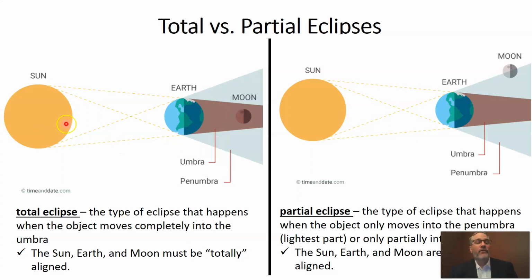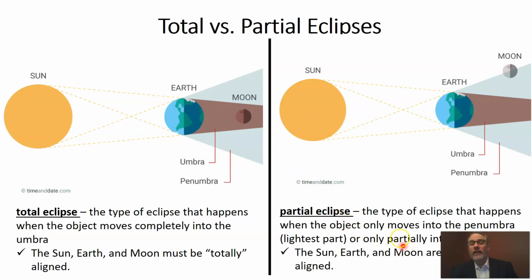So if we look here, here's our sun, our light source. Here's the earth creating the shadow. And here is our moon. Notice how the moon is completely within the umbra. This is going to create something called a total eclipse. And for us to get a total eclipse, the sun, the earth, and the moon must be totally aligned. So this is caused by a total alignment. You notice how everything here is in a straight line. Okay. Now, so that's a total eclipse.